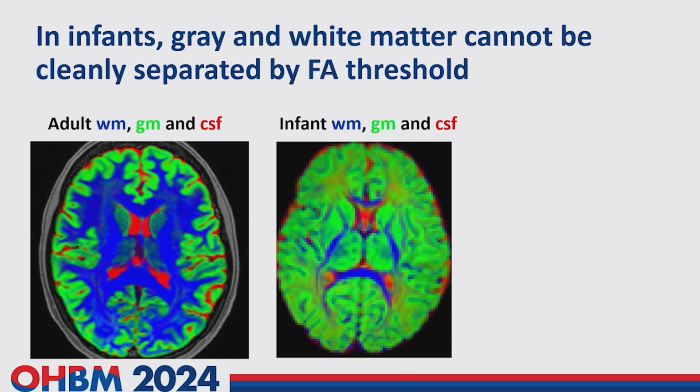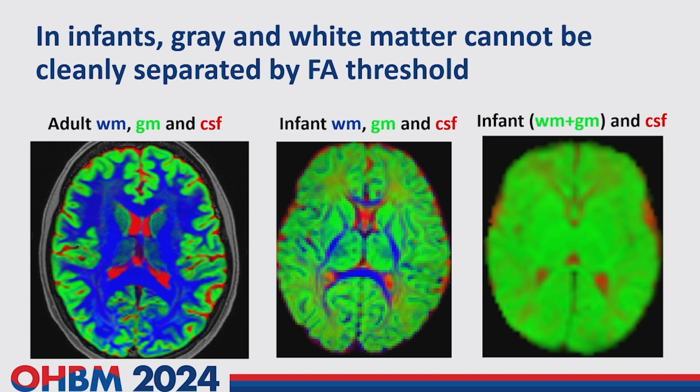We could tweak this a little bit by changing the FA threshold for what would be included as white matter. But this will never get us all the way there, because the FA between the gray and the white matter is simply indistinguishable. And in addition to that, the brain is developing so rapidly in this age range that we would need to find a new FA threshold for each age group, which is not very practical.